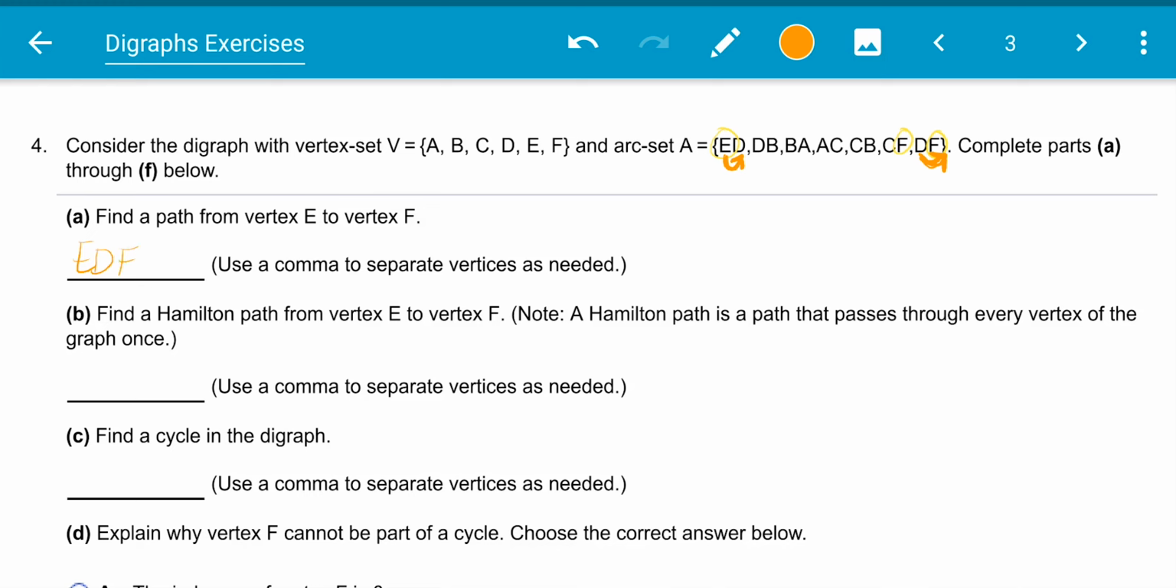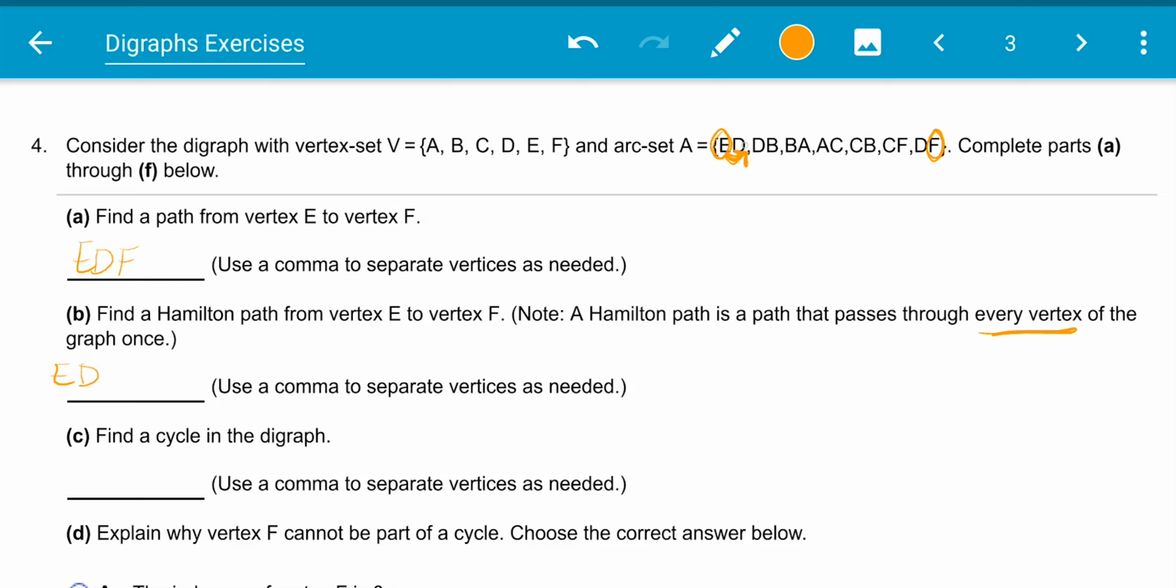Now it's asking for us to find a Hamilton path from vertex E to vertex F. If you guys remember what a Hamilton path is, it tells you right here. A Hamilton path is a path that passes through every vertex of the graph once. So that means that we have to touch every vertex of this graph. So we're going to have to go through A, B, C, D, E, and F. Well, we know we have to start at E and we have to end at F. So we can't go from E to anywhere except for D. So we know it's going to have to be E to D. That's the very first one that we have to go down.